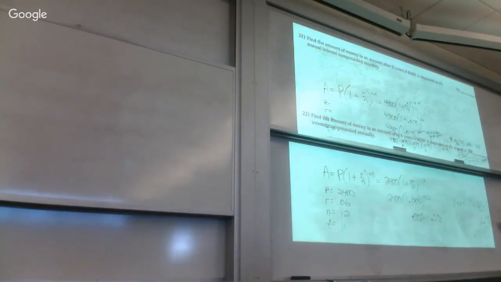APY stands for annual, anyone want to guess? Percentage yield, yeah. So the actual yield of our 6% account, the APY, is actually 6.1%. Because that's what you're actually getting. Even though it's advertised at 6%, because it's compounded monthly, you're actually getting a little bit more than 6%. So that would be called the APY, the annual percentage yield.